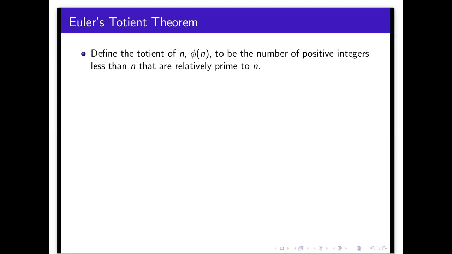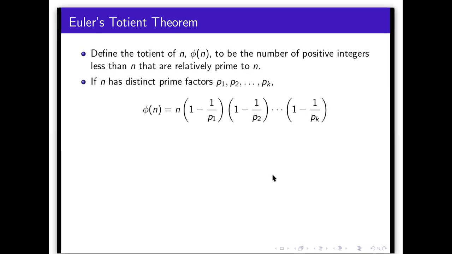This might seem like a conceptual definition, but we can also provide a mathematical formula for evaluating it. So if n has distinct prime factors p1, p2, all the way to pk, then phi of n is defined to be n times (1 minus 1 over p1) times (1 minus 1 over p2) all the way to (1 minus 1 over pk).